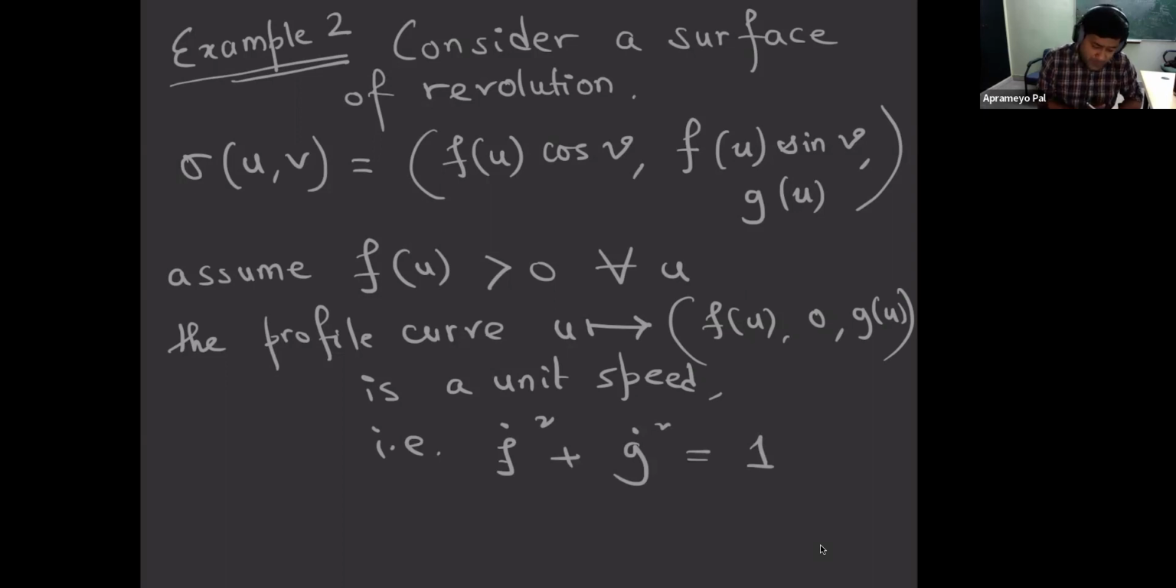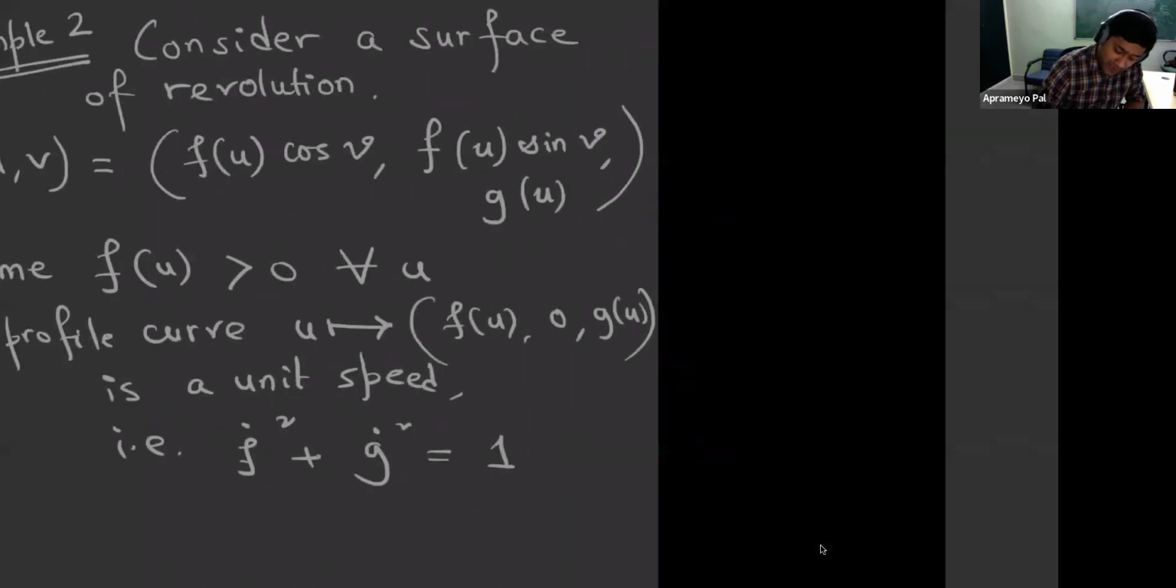I actually took some nice photos from Wikipedia of surfaces of revolution and put them in the lecture notes. I am not able to draw such nice pictures, but you could check it out. But the important point is we know the parameterization.